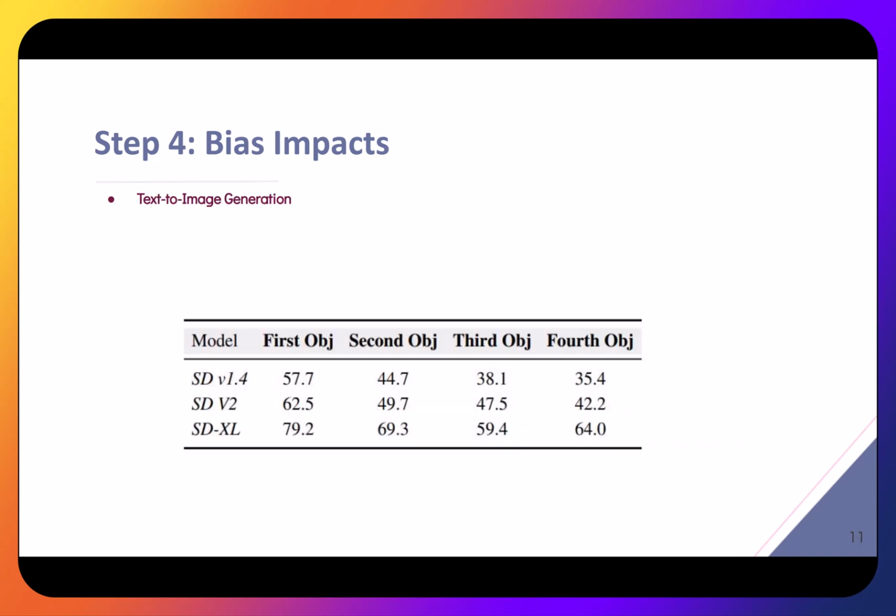Similar effects show up in text-to-image generation using models like Stable Diffusion. We observe that changing the order of the objects in the prompt shifts which object appears most prominently. This suggests the training-time biases in CLIP carry over into generative models built on top of it.